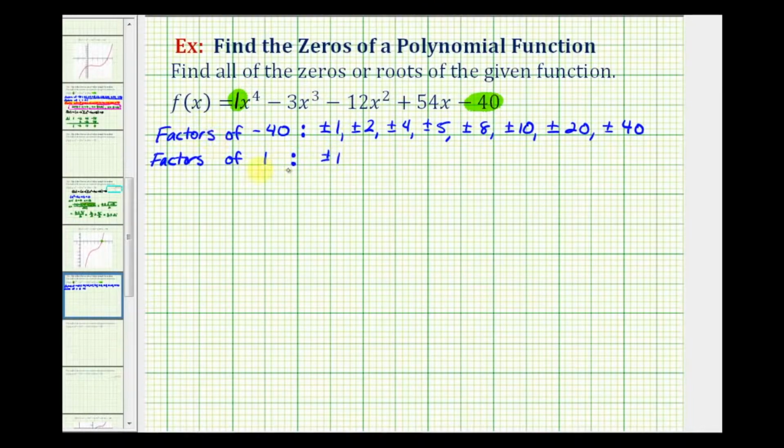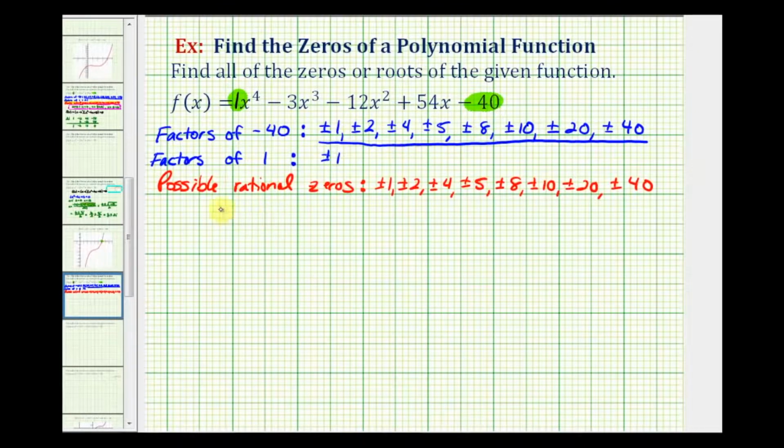And because the factors of positive 1 are just plus or minus 1, when we form the ratio of the factors of negative 40 over the factors of positive 1, notice how the possible rational zeros would just be the factors of negative 40. At this point, we could substitute these x values into the function to determine which of these make the function equal to 0, but this trial and error method would take a lot of time, so what I like to do is take a look at the graph of the function.